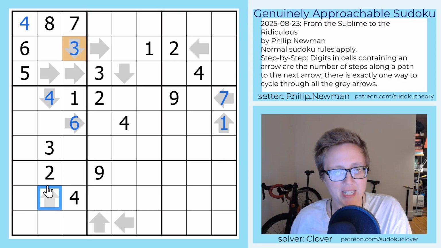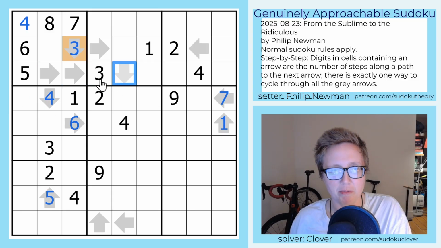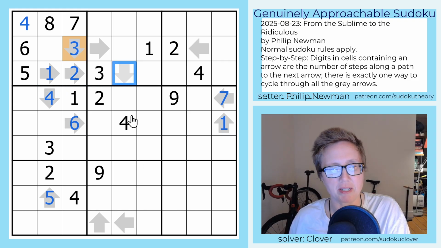That would have to be a 4 again, so it's going to go 1, 2, 3, 4, 5 steps up to this arrow. Now, does this arrow go to this one or to this one? Well, if it was this one, it would have to take 1, 2, 3 steps, and we already have 3s in the row and the region. So it must be going to this one. So that's going to be 1 step, and then this is going to take 2 steps to go to here.